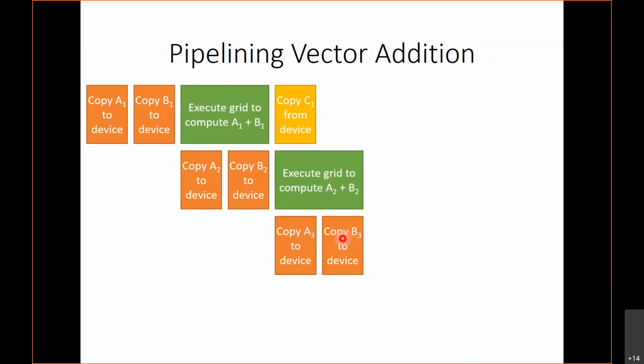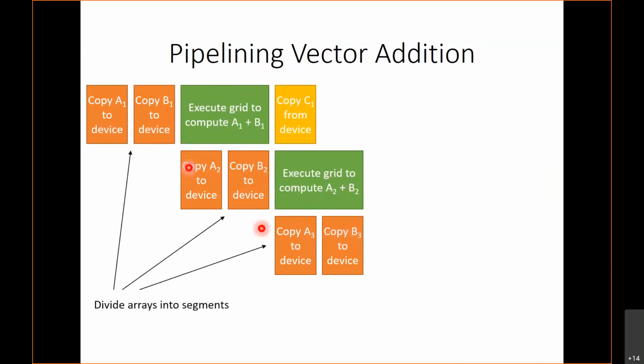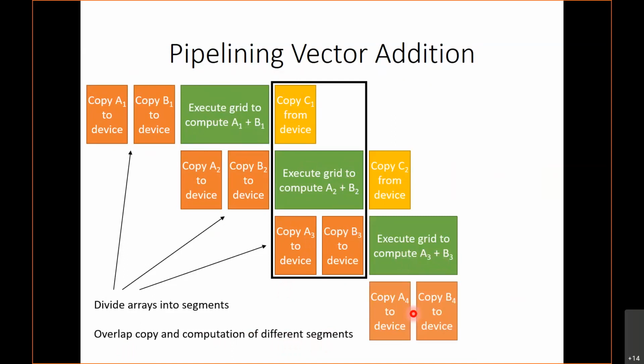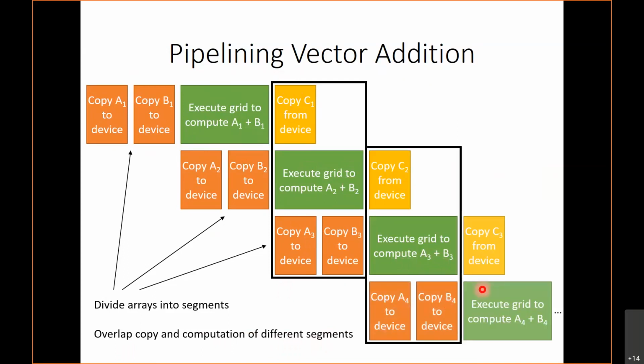So as you can see, I can divide my array into segments, and at every step I'd be copying one segment. I'd be parallelizing the copying of a segment with the computing of another segment with the copying back of another segment. So actually, this is where the parallelism is happening. I'd be copying one segment while computing another segment while copying back another segment that is ready. So we're going to overlap copy and computation of different segments. And this goes on. Here, when I'm done, I can copy back C2 while I'm adding A3 and B3, while I'm copying A4 and B4 to the device, and I keep going. Any questions about this? Is it clear?